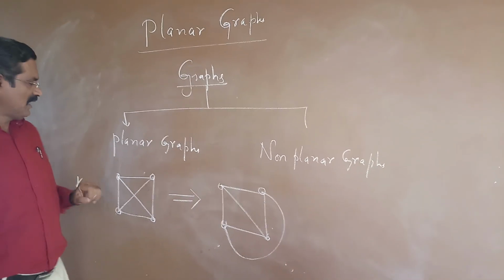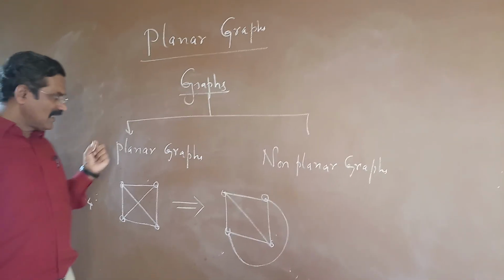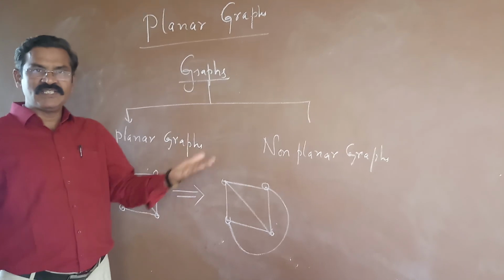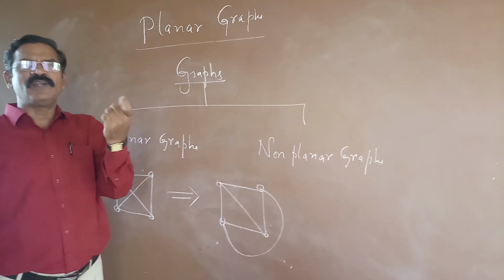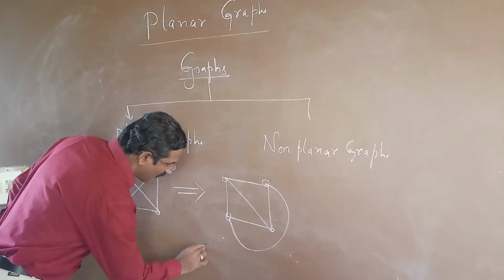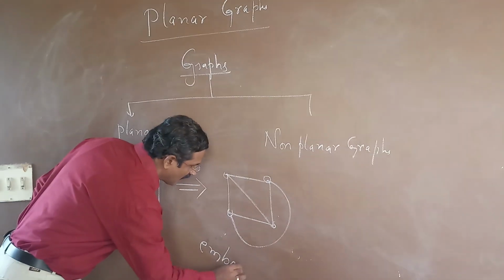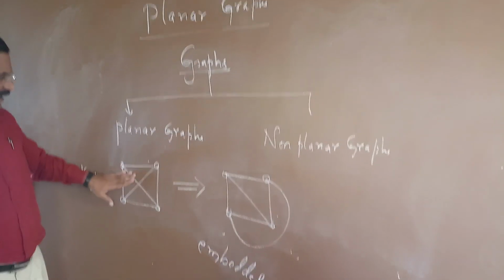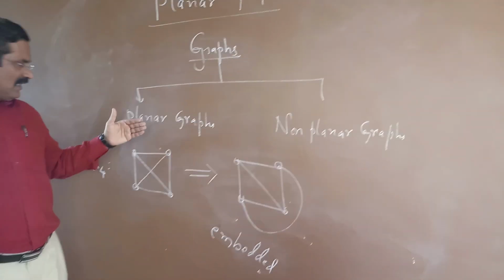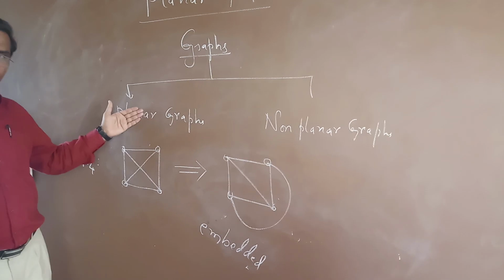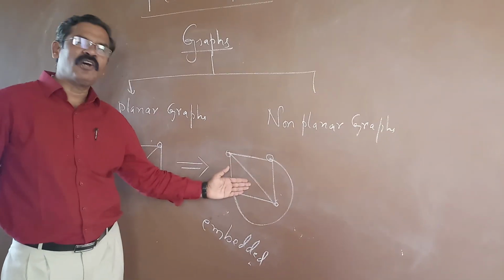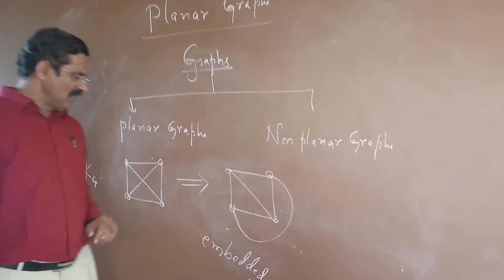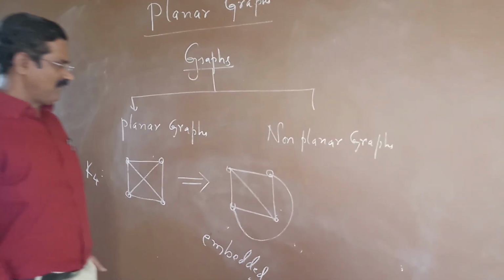So therefore this graph is called a planar graph. Is it clear? Now instead of using a sentence, if it is possible to draw on the plane without the intersection of edges, we use a word, embedded. So the same planar graph is defined in another way. A graph is said to be planar if it is embedded on the plane. Then it is called a planar graph. Is it clear?